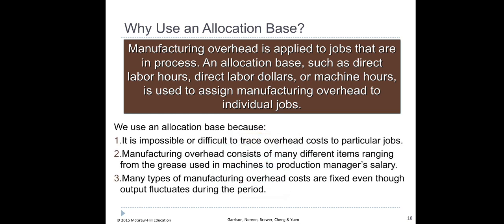The process is simple. Okay, these are the reasons why you have to use allocation base to divide the overhead cost to different jobs. First, it is impossible or difficult to trace overhead cost to a particular job. Second, manufacturing overhead consists of many different items, ranging from the grease used in machines to production managers' salaries. Number 3, many types of manufacturing overhead costs are fixed even though output fluctuates during the accounting period.